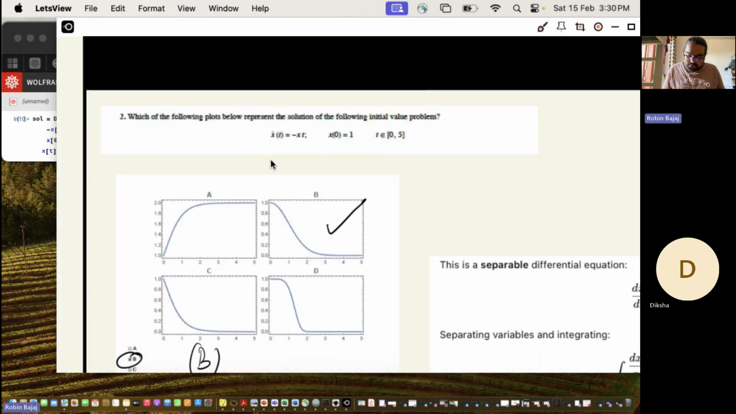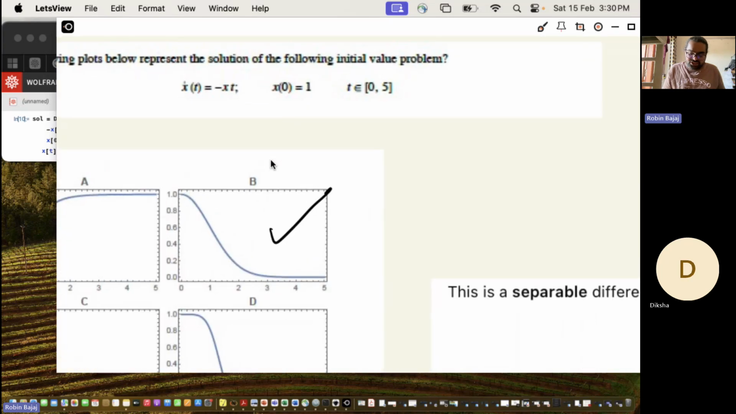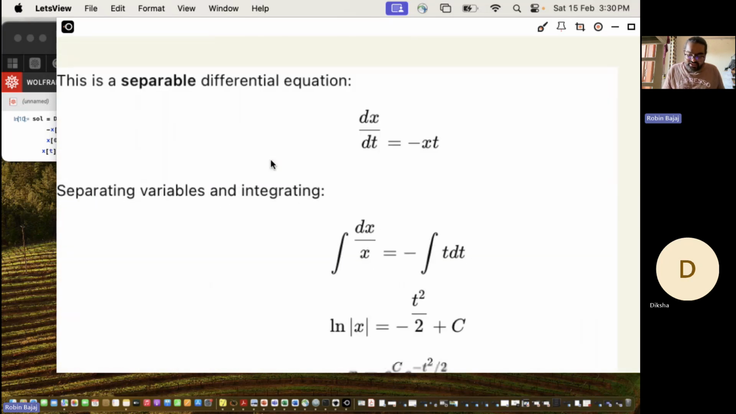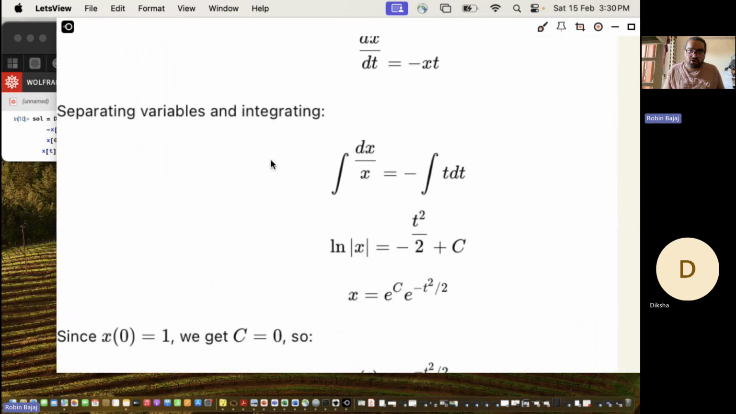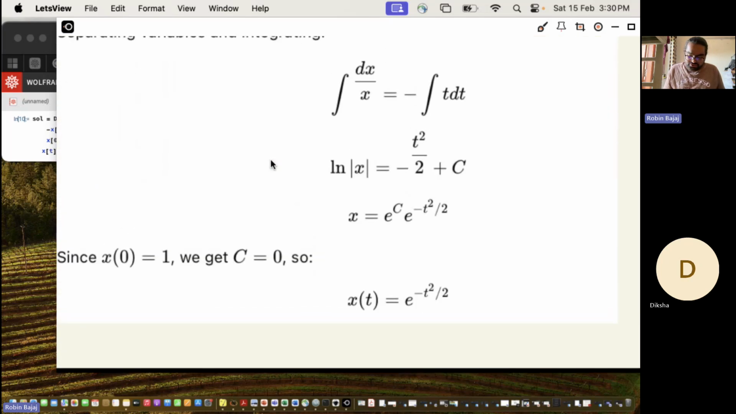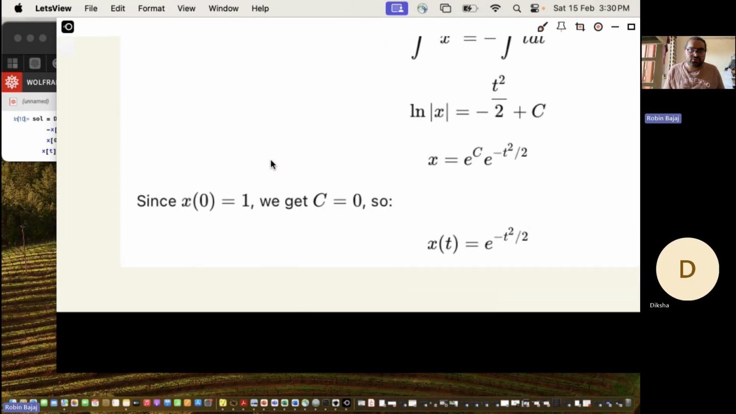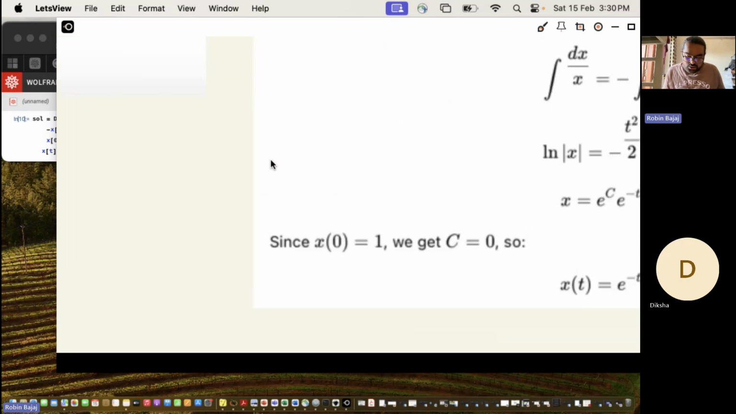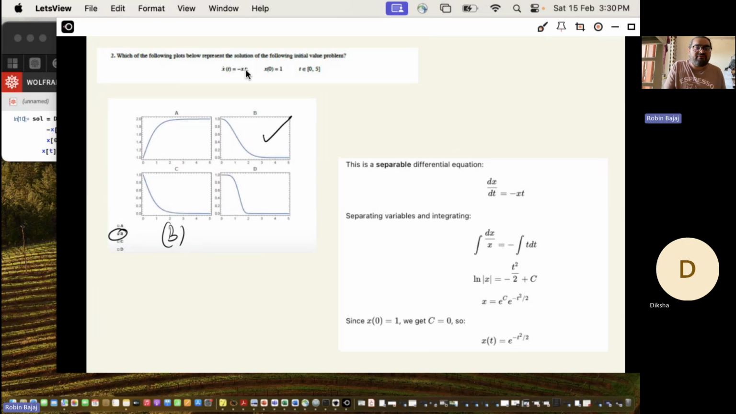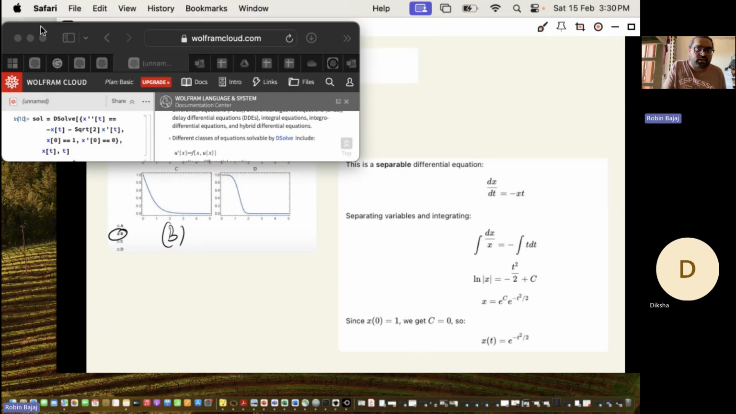So the second problem was also similar. It's just that if you see, the differential equation is x dot is equal to minus xt. If you solve this analytically, it's variable separable form, and you find the general solution using the initial condition, you get x is equal to e to the power minus t square by 2. But that's not our aim. We have to find it using Mathematica.